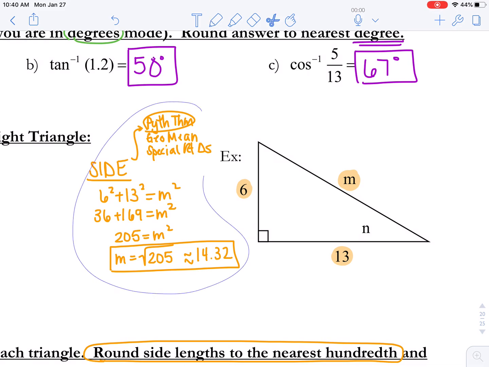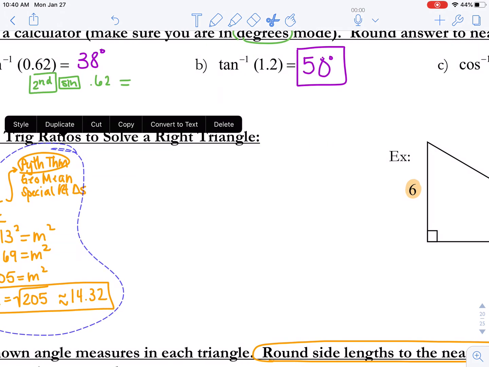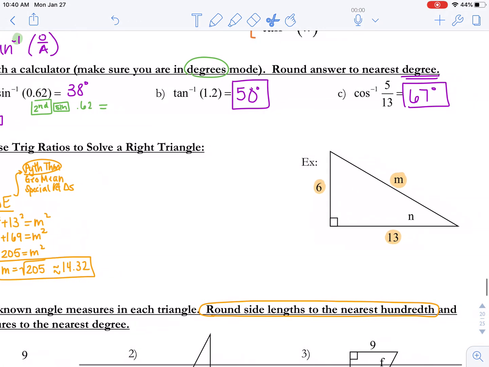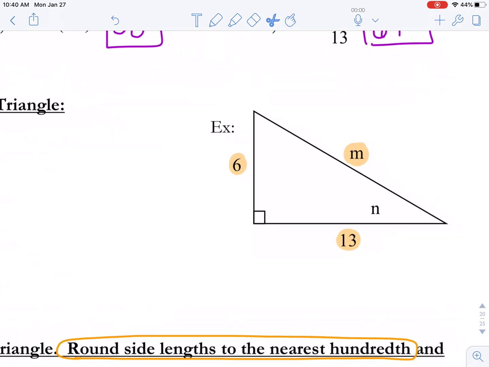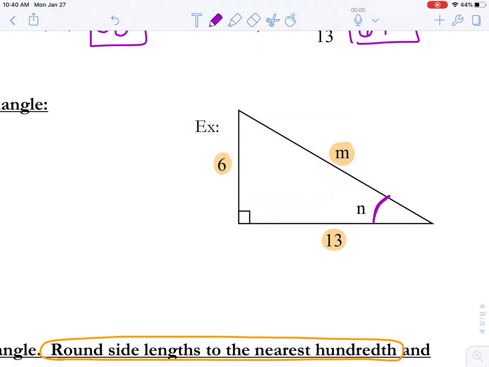So we are well on our way to finding all the missing parts of this right triangle. The first part was solving the missing side using Pythagorean theorem. The new stuff that we're talking about today is how do we find this missing angle in the triangle. This is the first time that we're solving for the angles, and remember, when we solve for an angle, we need to use inverse trig. So to solve for an angle, we have to use inverse trig. That is our only option.